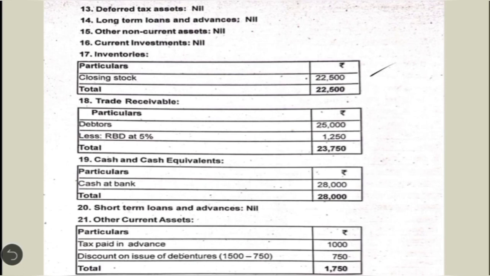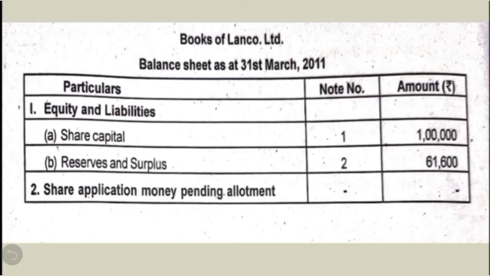Okay, then here we have note number 18, trade receivables. Under that debtors less RBD we have 23,750. Note number 19 is cash and cash equivalents. Here we are going to write only cash at bank 28,000. Note number 20 is nil. Note number 21 is other current assets. Here we are going to write taxes paid in advance 1,000 and discount on issue of debentures which is not written off 1500 minus 750, remaining unwritten balance is 750, total is 1,750.